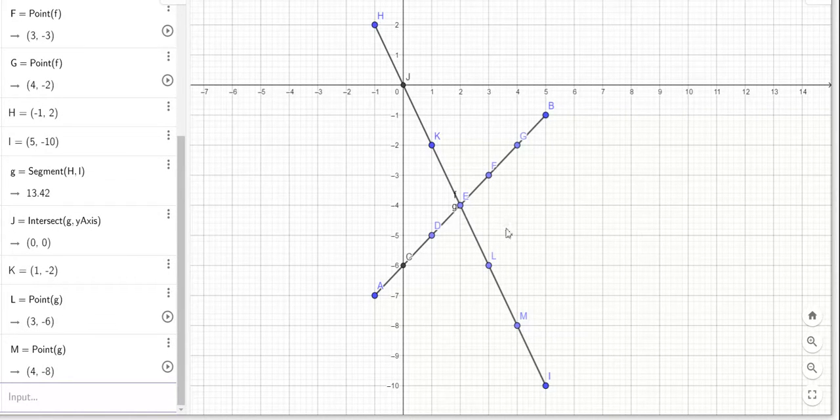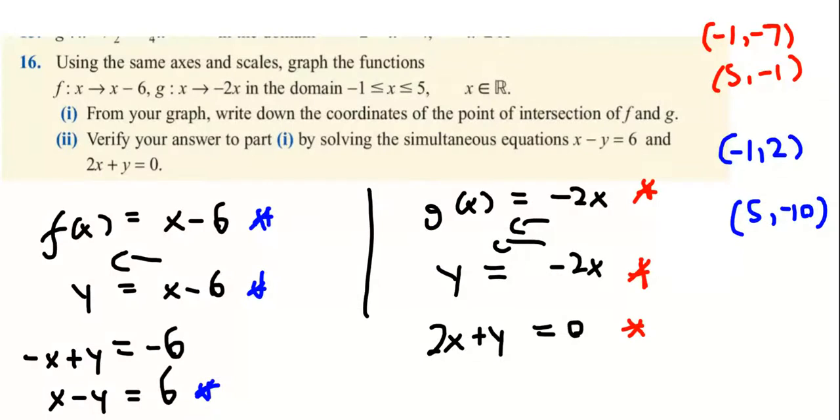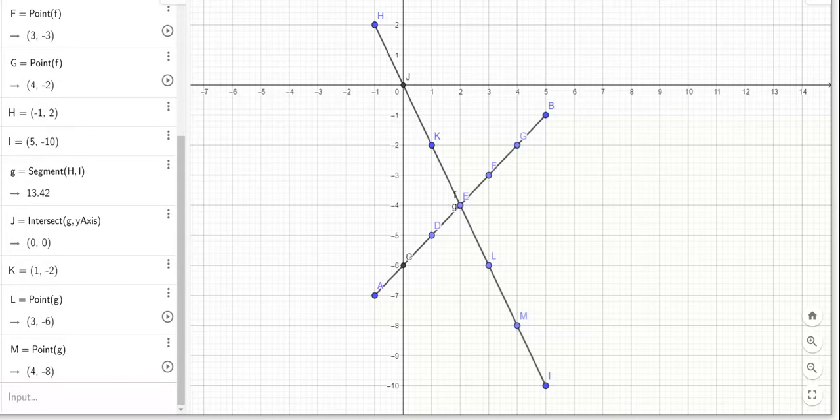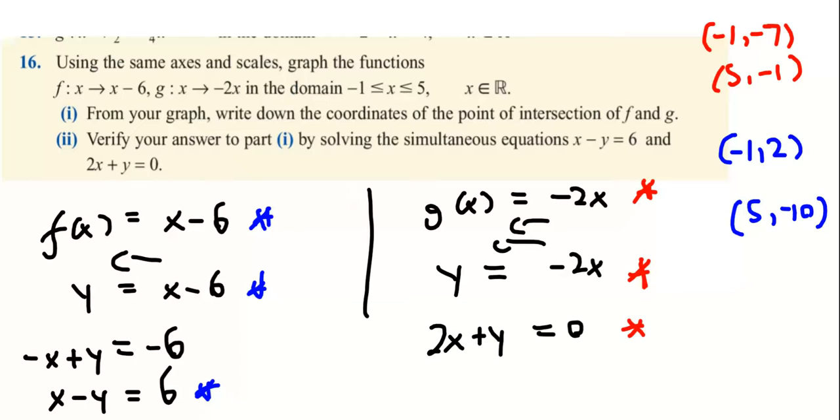You just go across one every time. Now we know the answer is 2, -4. That's no bother. Just one more time. Yeah, it's 2, -4. So the point of intersection is 2, -4.